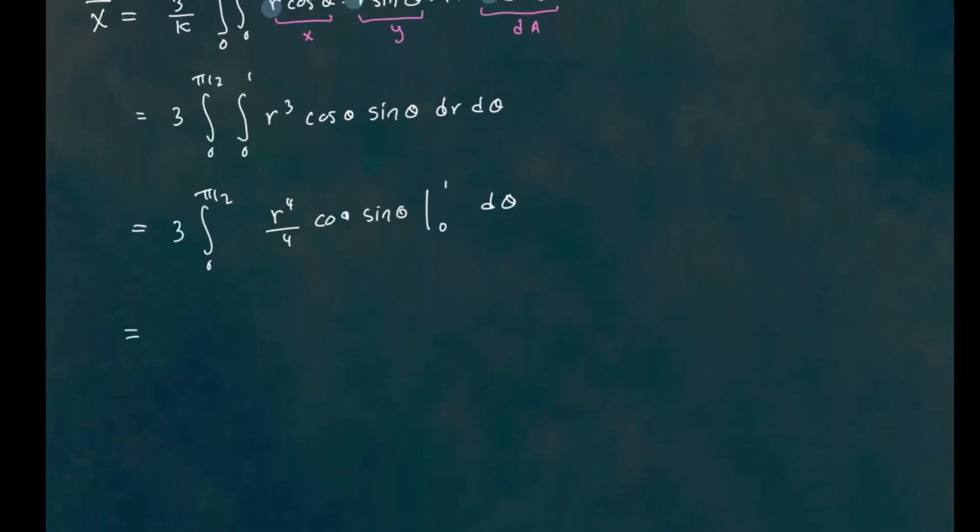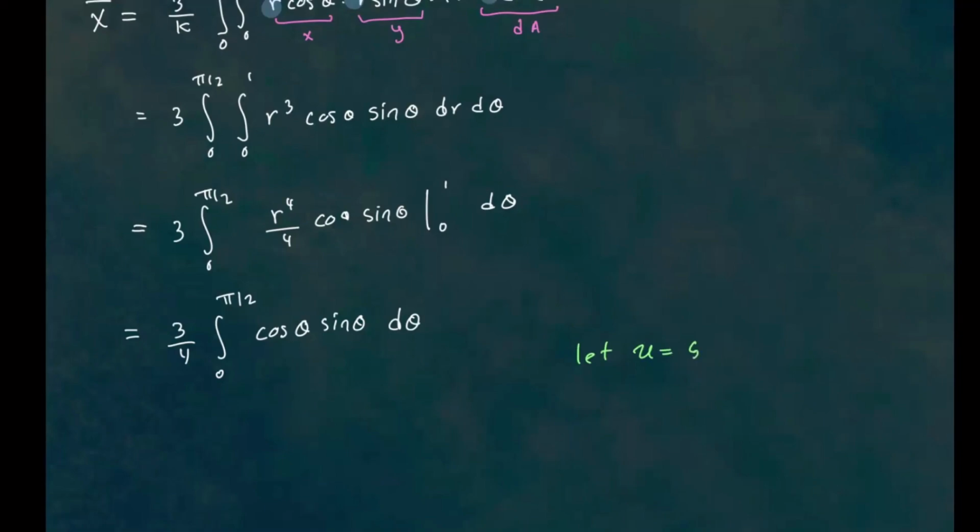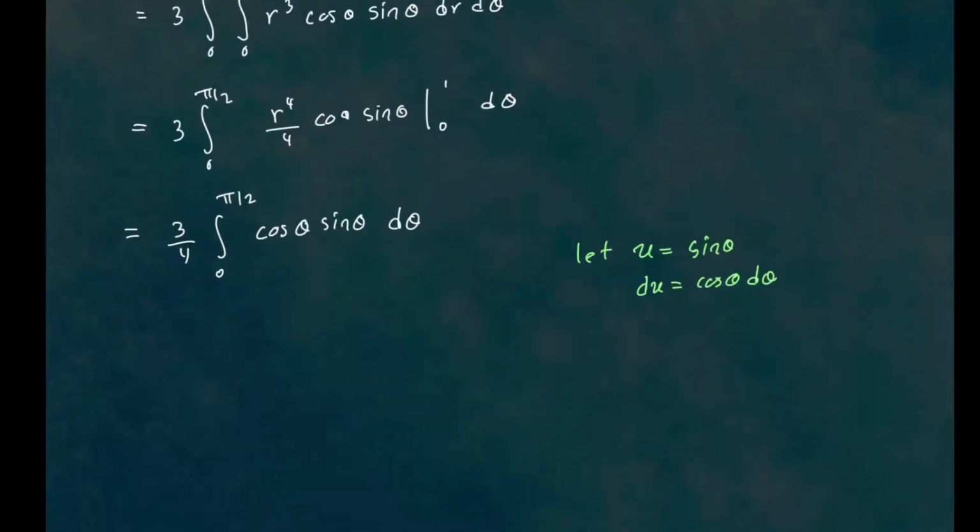All right, so 1 over 4 is a constant. Let's pull it outside. This is 3 over 4. We have the integral from 0 to pi over 2. When I plug in 1 in place of r, that will just be 1. So we're simply down to cosine theta, sine theta, d theta. Now this integral can be done by u-substitution. Let u be equal to sine theta, then du will be cosine theta d theta. And that's exactly what we have here. So this integral becomes u du. If you integrate that, you'll have u squared over 2.